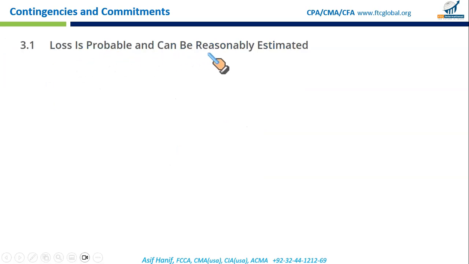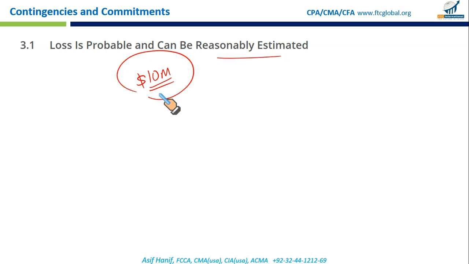Loss is probable and can be reasonably estimated. It means if the loss is likely to happen and its amount can be estimated, as in the example I gave you previously, it must be recorded in the financial statements. You need to record it as a loss and disclose the detail. Take another example: we expect to lose a legal case and we estimate that we may have to pay $10 million. The amount can be reasonably estimated and it is probable, so we book it as an expense, a loss, and since we haven't yet paid, we record it as a liability. That is the first case.